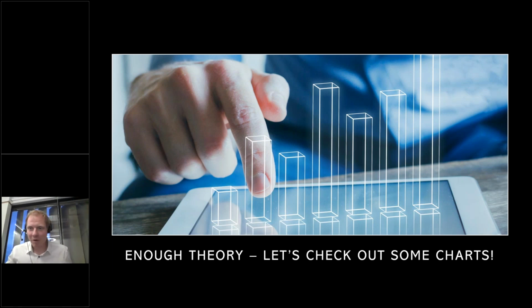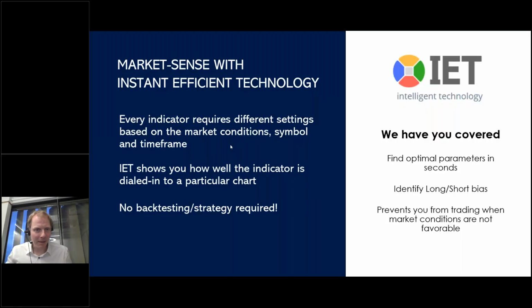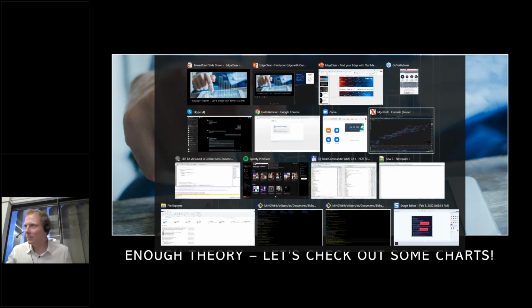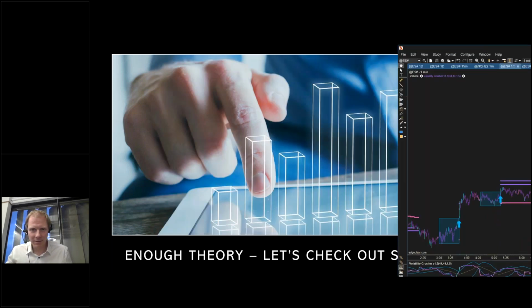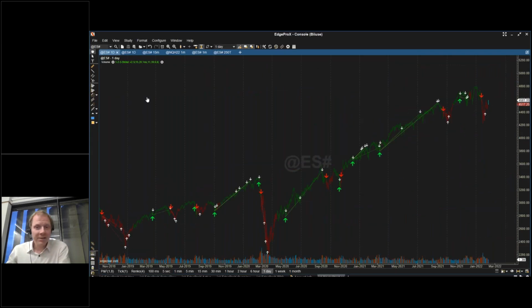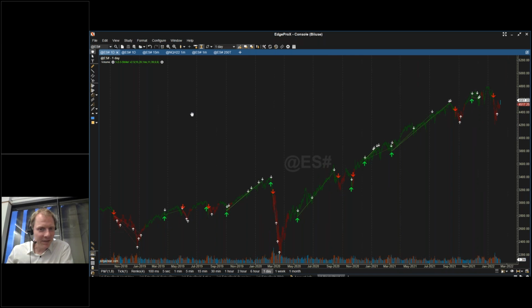All right. So without further ado, let me go over to EdgeProX. I'm just going to drag it in. I'm just going to start with this one here. So what do we see here? These are the S&P 500 futures, and in fact, I've prepared a few examples using the ES, the S&P 500 futures, and also the Nasdaq futures on various time frames.